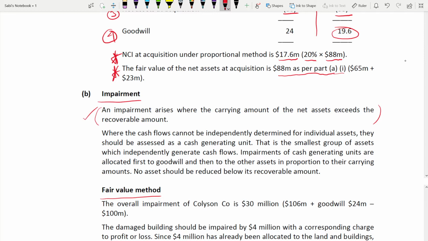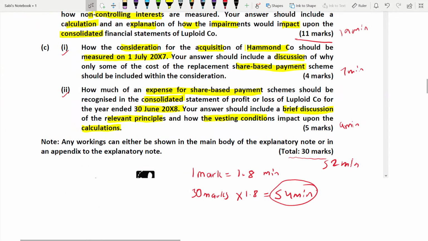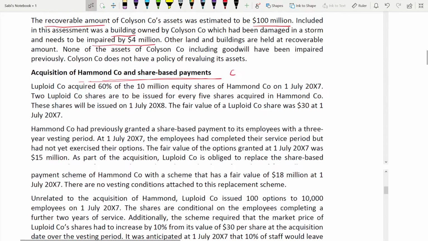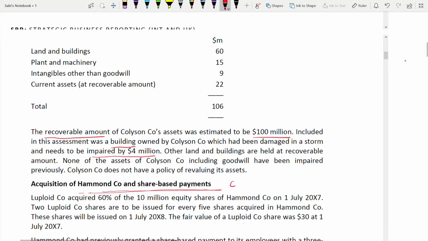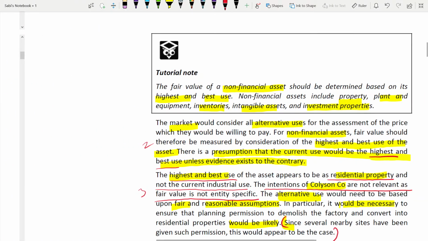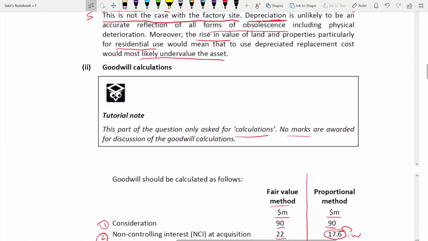We just saw this was 106 and this was 100. The recoverable amount was 100, carrying amount of net assets was 106. Let me show you. Just see here, 106 is the carrying amount and 100 is the recoverable amount. You see, it's more. Net asset exceeds the recoverable amount. That's why there's an impairment.